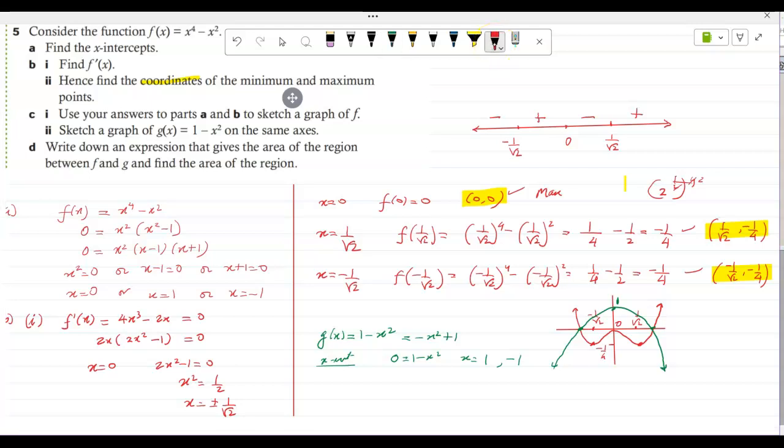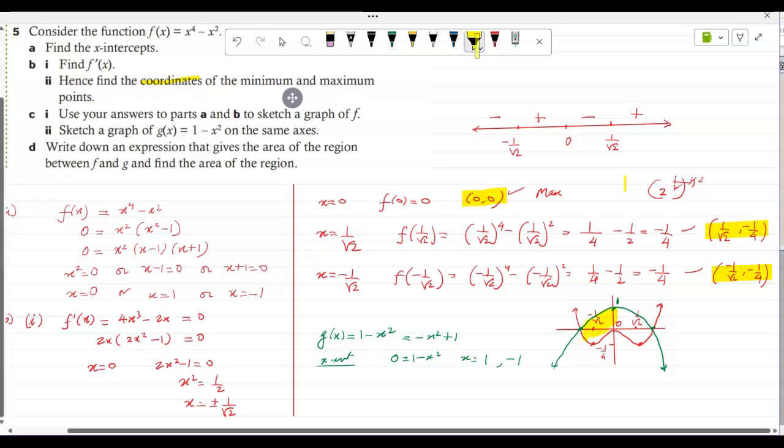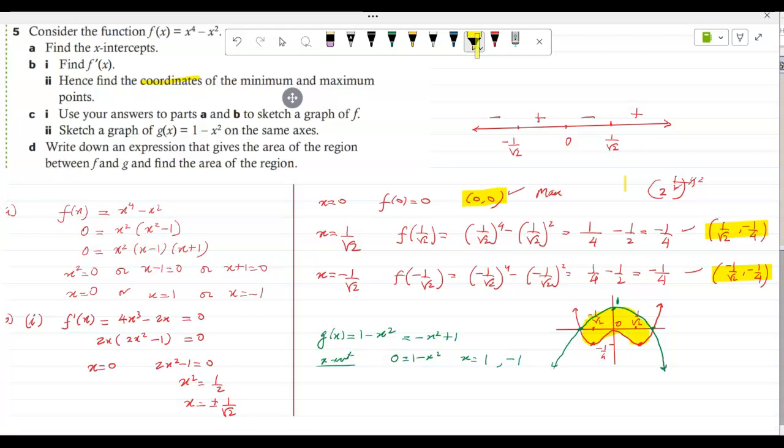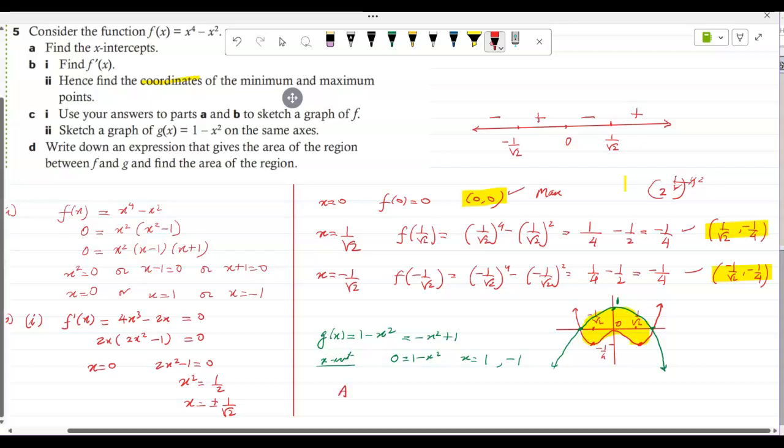So what will the area be? Area of this region you want. Your boundaries are minus 1 and 1. So if you want an expression, you write area is equal to the integral from minus 1 to 1. The upper boundary is the green one, g x. So that's 1 minus x square minus x to the 4 minus x square, dx.